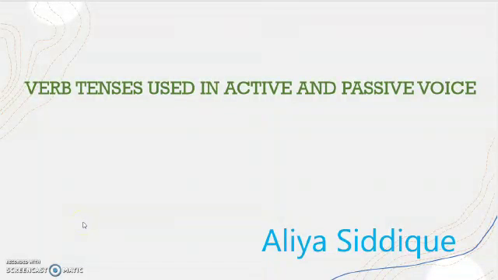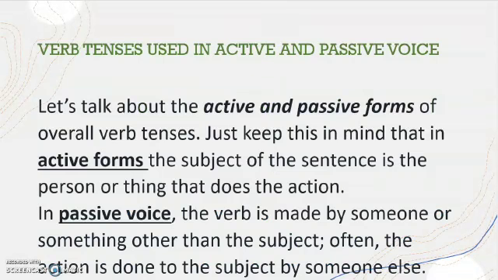In this lesson, we will look at verb tenses used in active and passive voice. Let's talk about the active and passive forms of overall verb tenses. Just keep this in mind that in active forms, the subject of the sentence is the person or thing that does the action. In passive voice, the verb is made by someone or something other than the subject. Often the action is done to the subject by someone else.